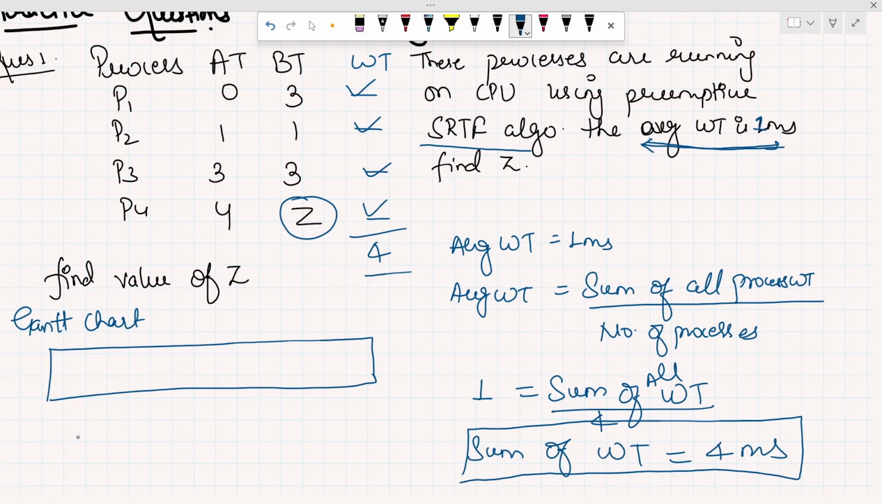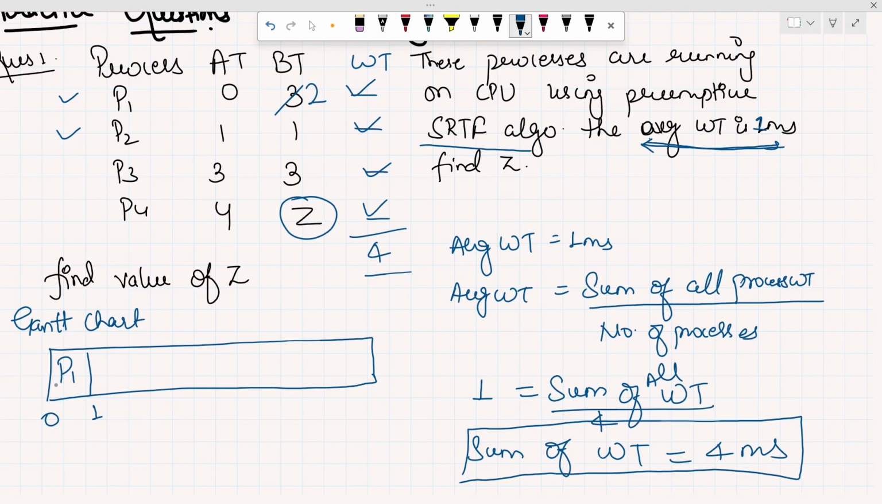The Gantt chart starts from 0. At 0, which processes are available? Only one process, P1. If only one process is available in the queue, we give the CPU to that process. So P1 executes for only 1 unit of time, because at arrival time 1 we have one more process available, which is P2. Now at time 1 we have 2 processes, P1 and P2. The burst time left for P1 is 2, because the CPU utilized 1 unit of time.